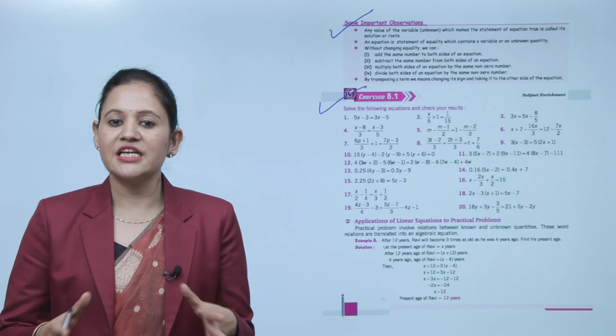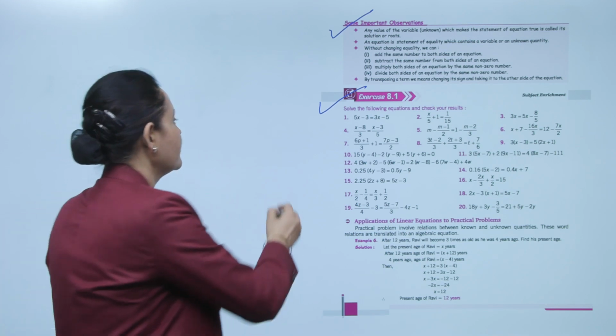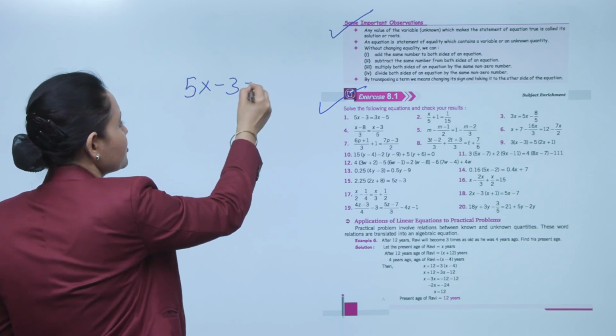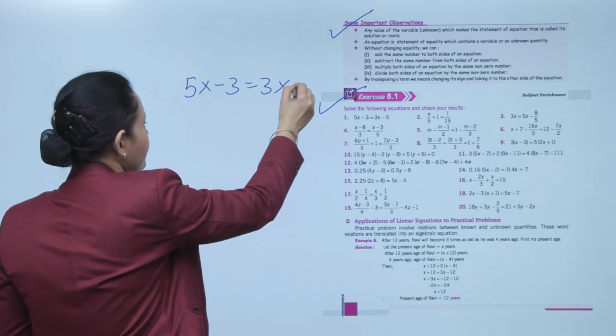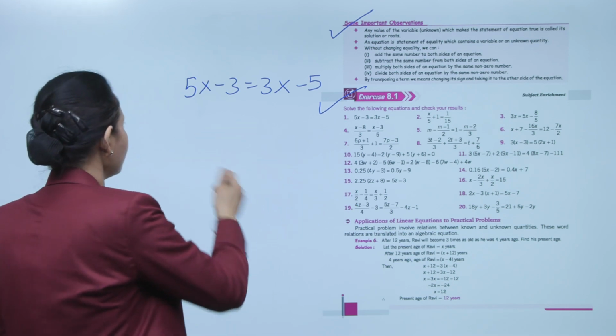Solve the following equation and check your result. 5x minus 3 equals 3x minus 5. So our equation is 5x minus 3 equals 3x minus 5. So what we'll do, we will put the variable on one side and the constant on one side.